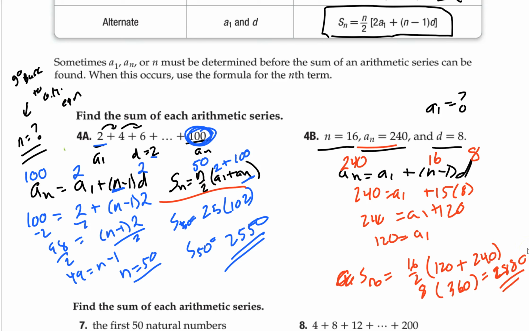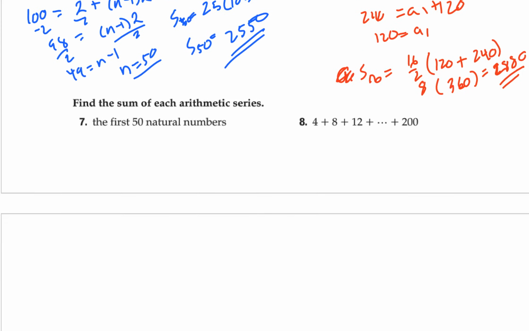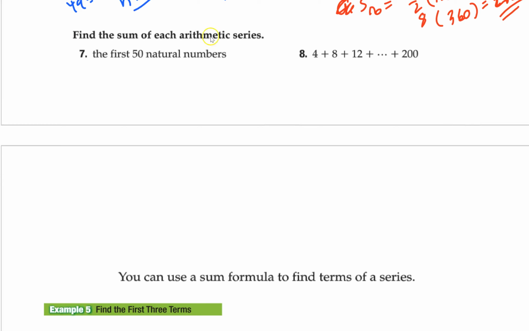Alright, again, same idea. Let's do one more of these, then we'll move on to something a little different. The sum of the first 50 natural numbers. So first, let's think about what those are. Let's write them out. First 50 natural numbers are 1, 2, 3, 4, dot, dot, dot, 50. Now again, let's see what I have. I have A1. I have the common difference.